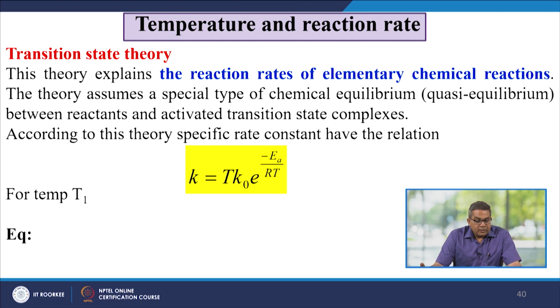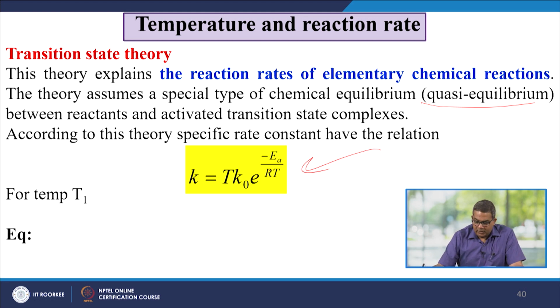Now, the transition state theory. This theory explains the reaction rate of elementary chemical reactions. The theory assumes a special type of chemical equilibrium, sometimes referred to as a quasi-equilibrium, between the reactant and activated transition state complexes. According to this theory, the specific rate constant has the mathematical representation k = T k0 e^(-Ea/RT).